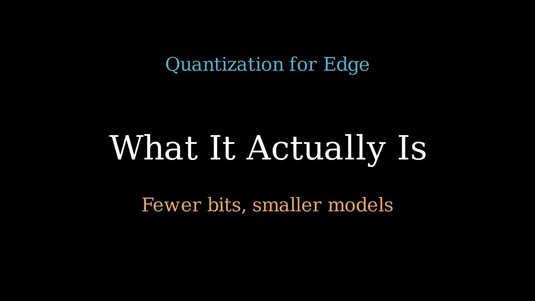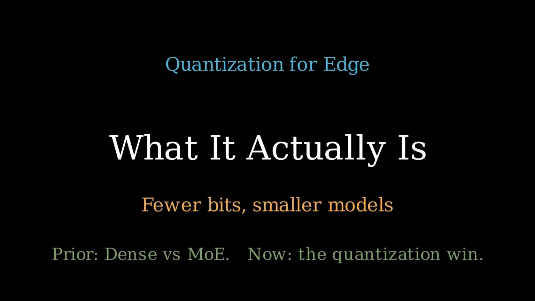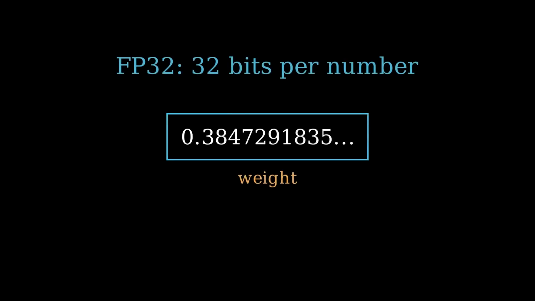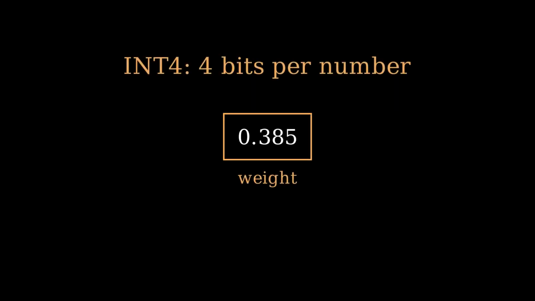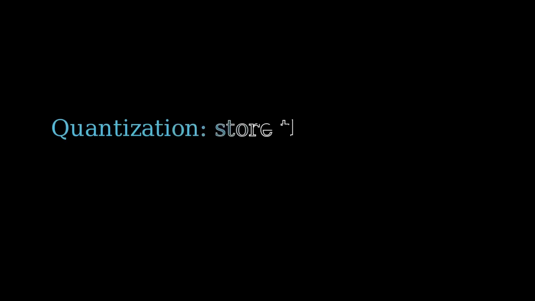Previously, dense versus MoE. Today, quantization, the single most important optimization for fitting models on edge hardware. Starting with the basics. Quantization is simple in concept. Model weights are numbers, normally stored using 32 bits each, full precision. Quantization stores them using fewer bits, 4 bits, 8 bits. Same model, smaller representation.